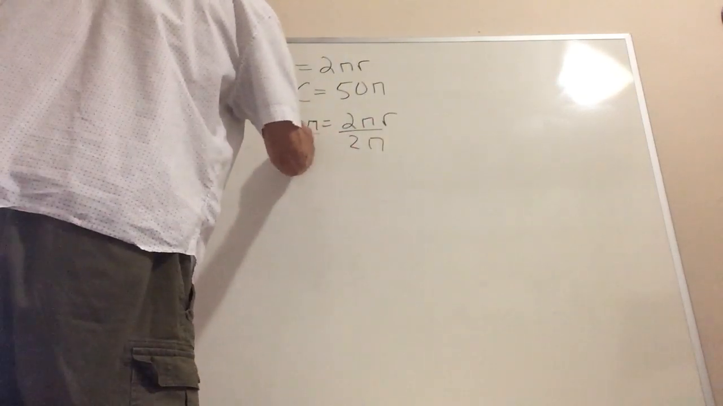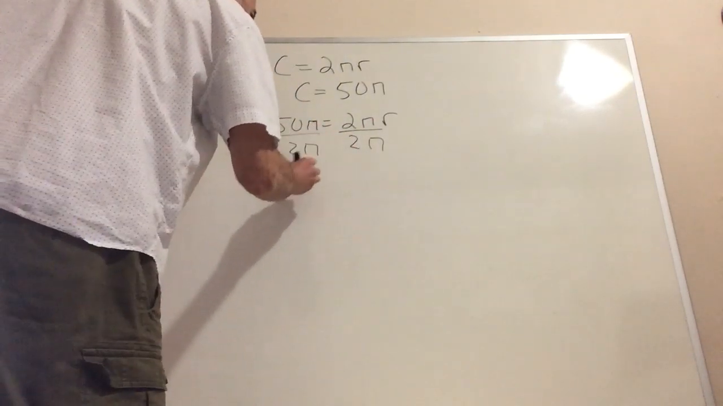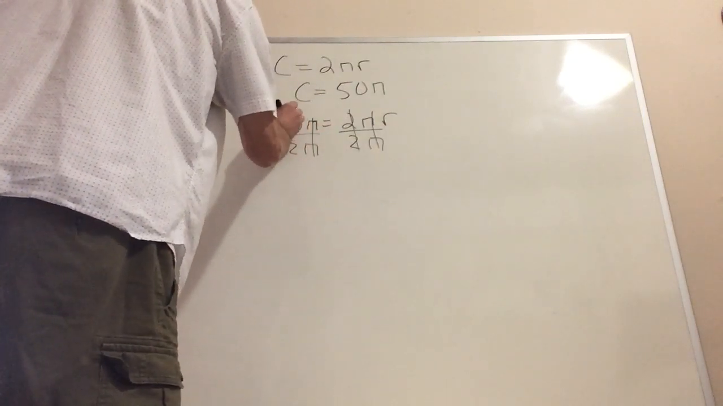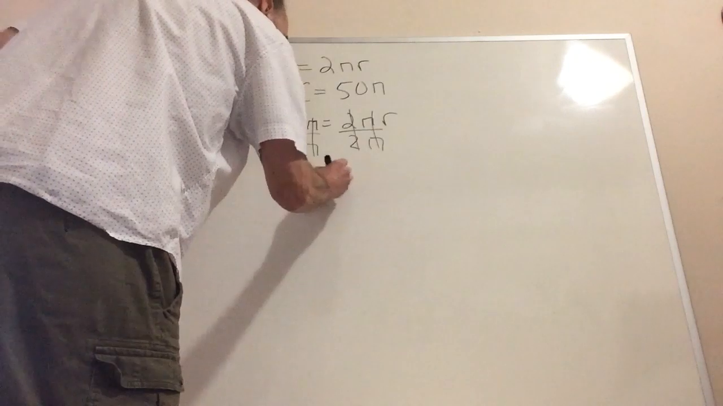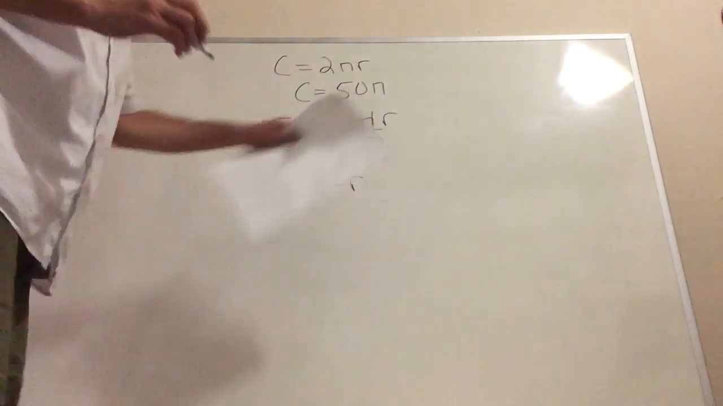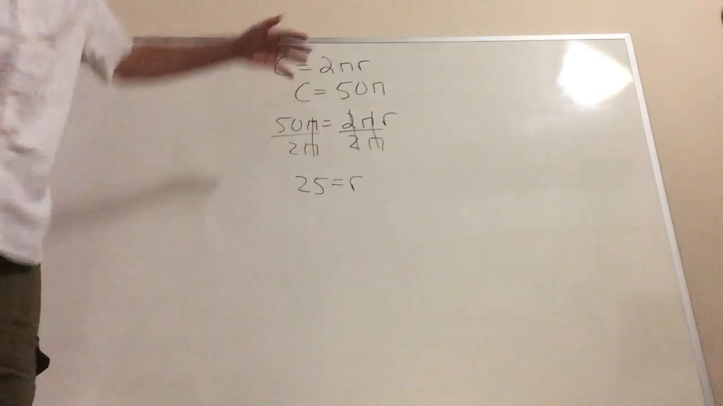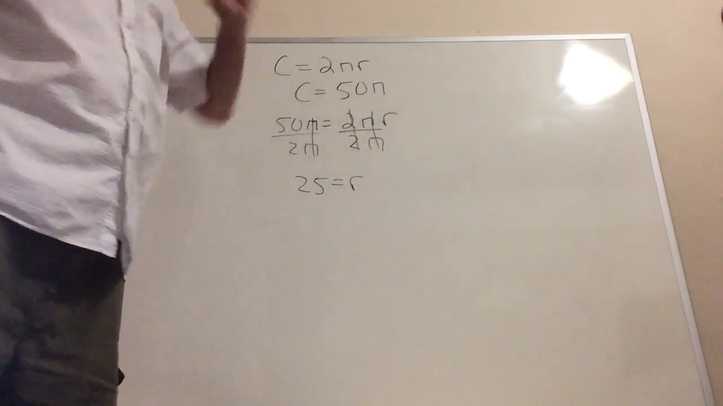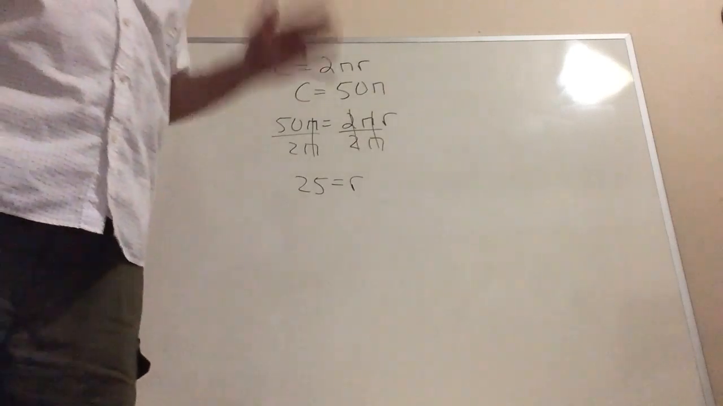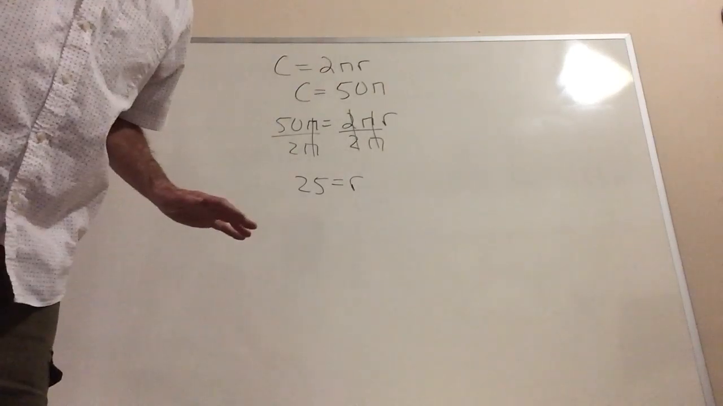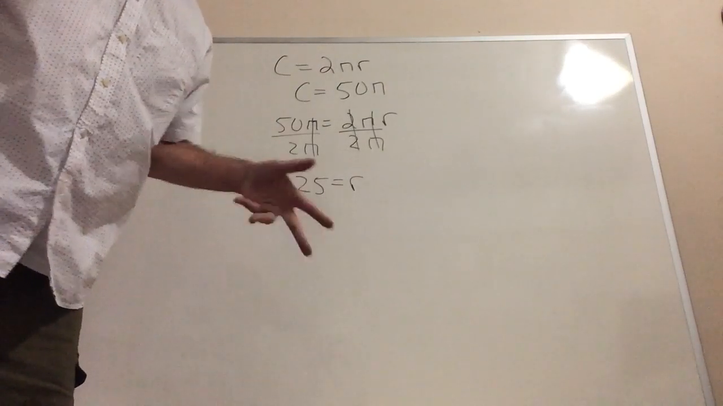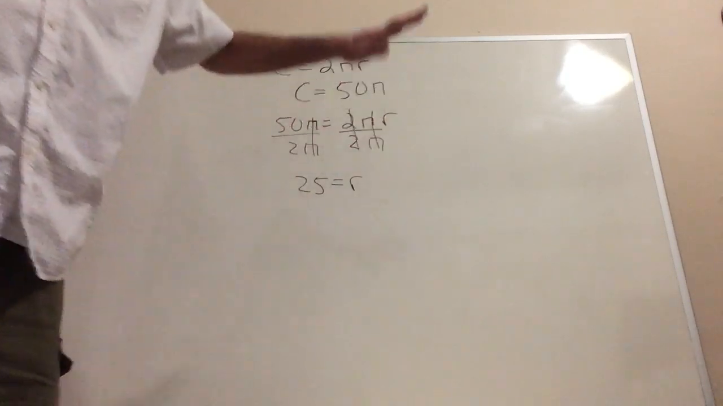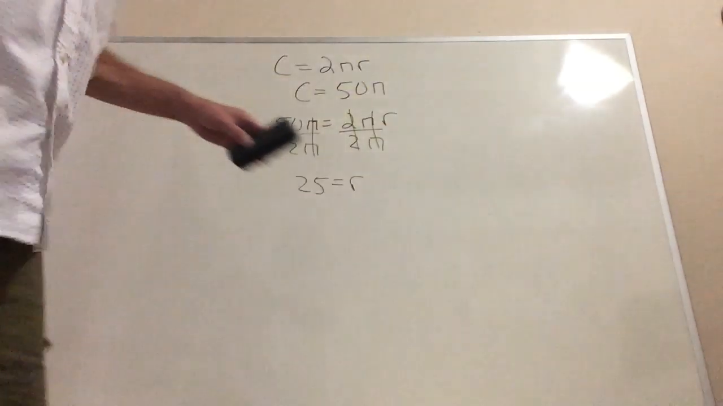Divide both sides by 2 pi. And there we go. Everybody cancels. And then you have 50 divided by 2. And there you have it. What's left? 25 equals r. So you found the radius. That works as long as you can get the circumference in terms of pi. So that's what your questions are doing in terms of circumference. So you'll be looking at that. Keep that in mind. That will help you solve some of these problems on your own.